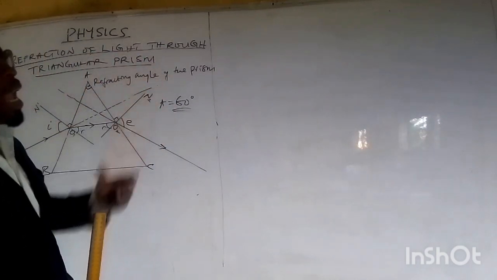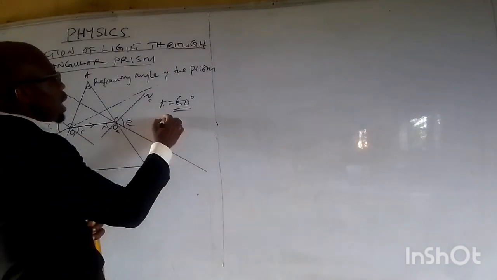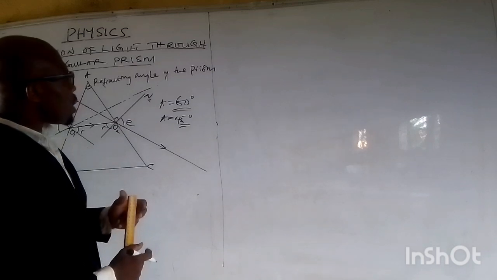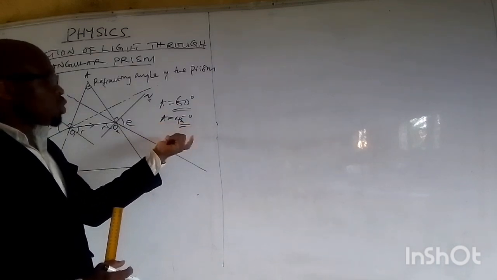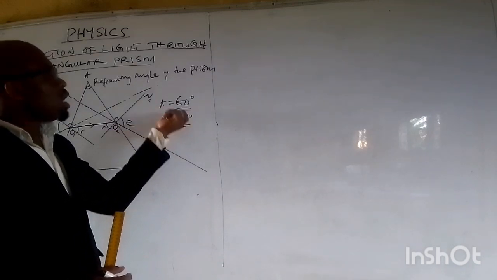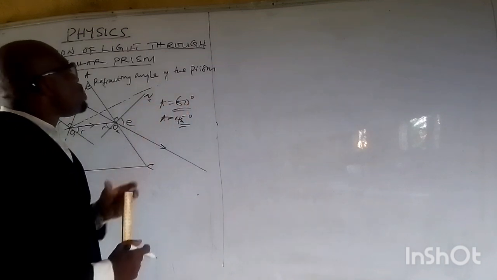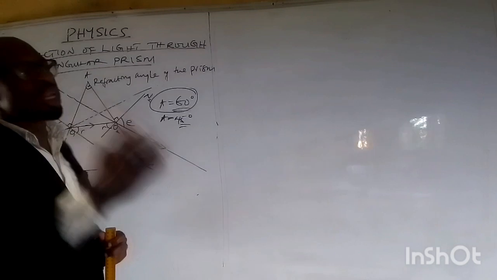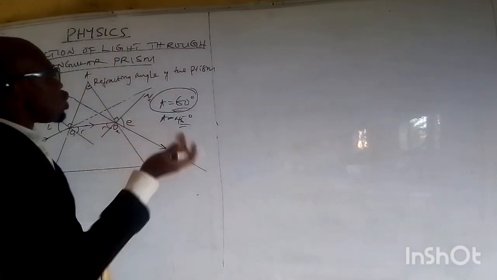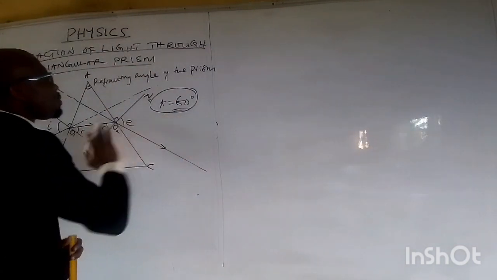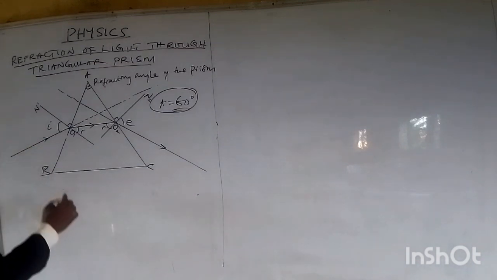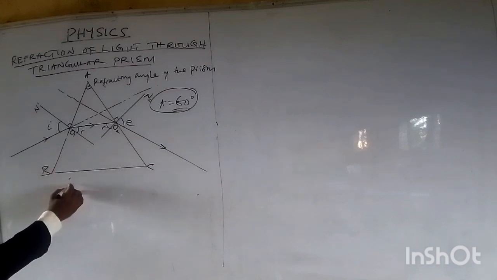Or they can use 45 degrees. A can also be 45. So there are two different prisms, please. There is the 45 degree prism and there is the 60 degree prism. But basically, we use the 60 degree prism, unless from the question they say A is 45, then please use A to be 45.